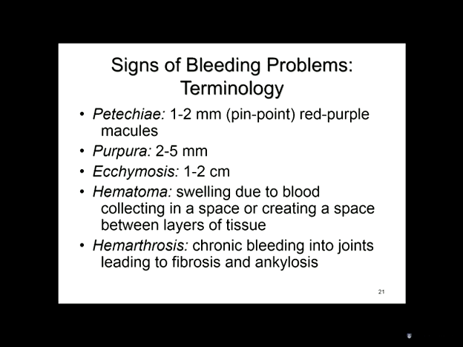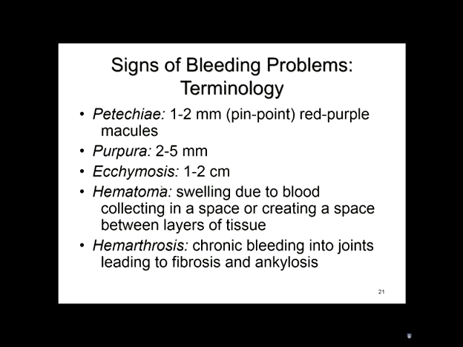All right, so those are the simplest ways for me to help you remember this stuff, is to give you just these boilerplate algorithms. I already told you what petechiae, purpura, ecchymosis, hematoma is, and hemarthrosis is the term for bleeding into joints.